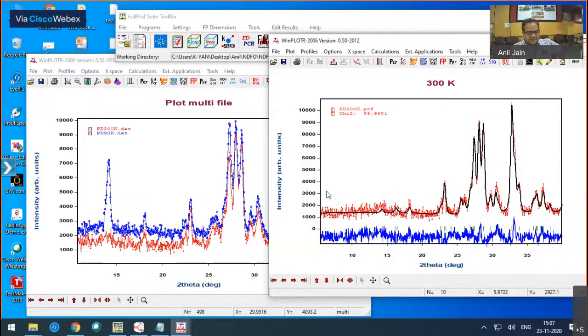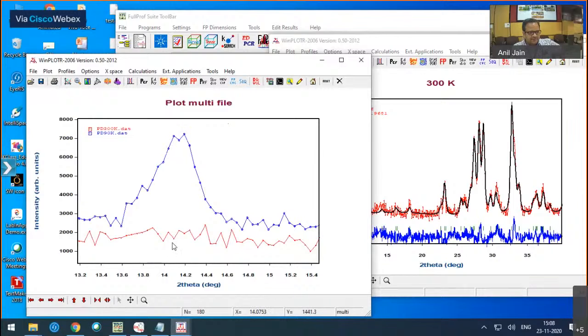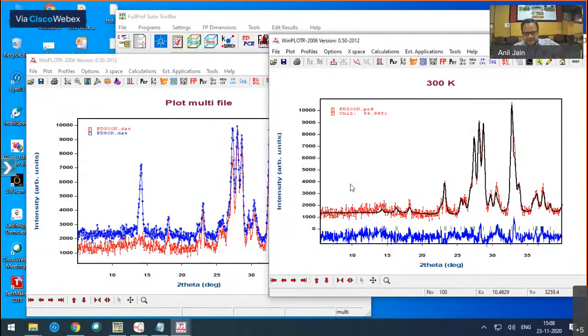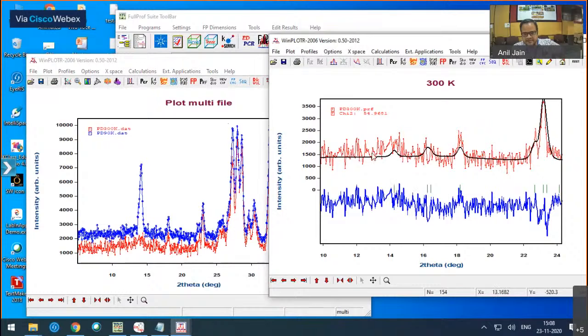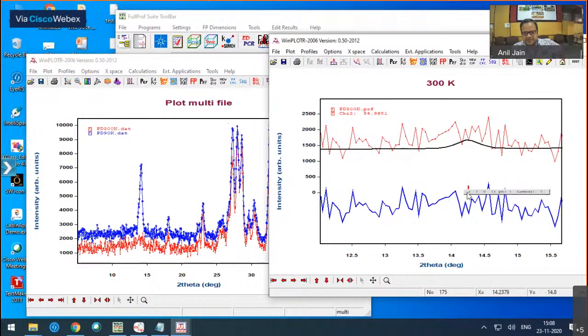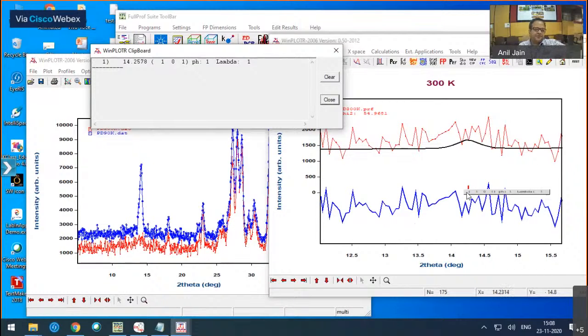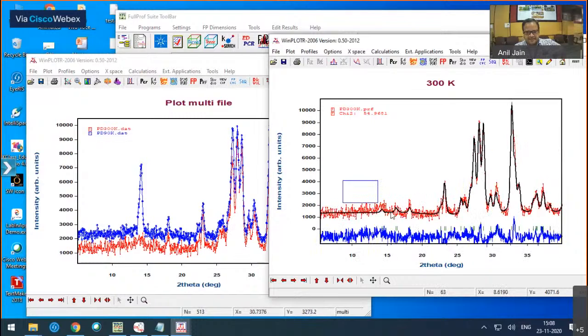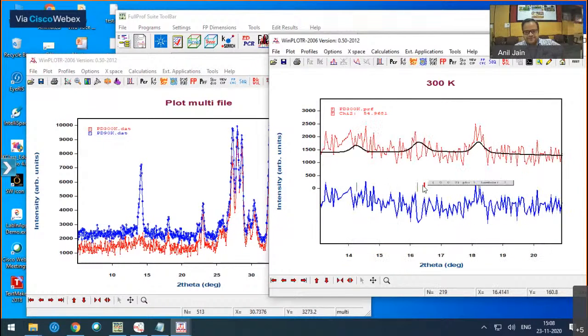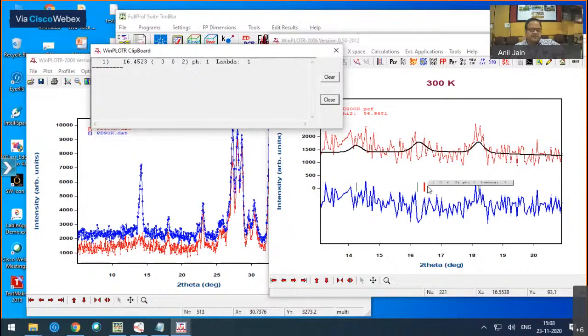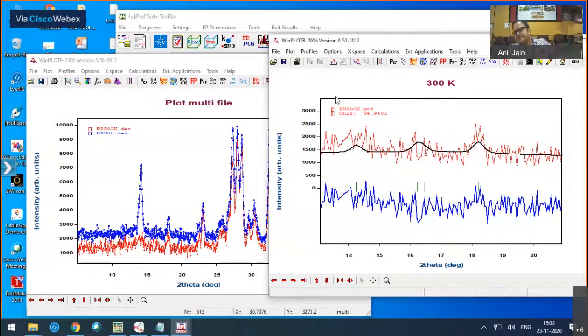So you can see it here, the first reflection comes around something like 14.1, and you can see here if I zoom it, yes. So this is the position, these are nuclear allowed reflections, 14.2578. Second, we have a minor increase in the intensity here, and these are also nuclear allowed reflections. One can easily then say that the propagation vector for the ordering is 0, 0, 0.